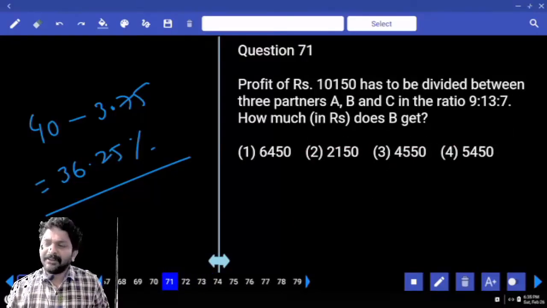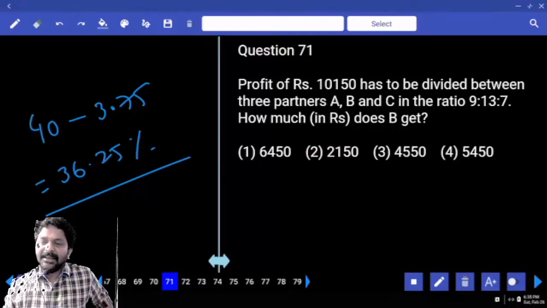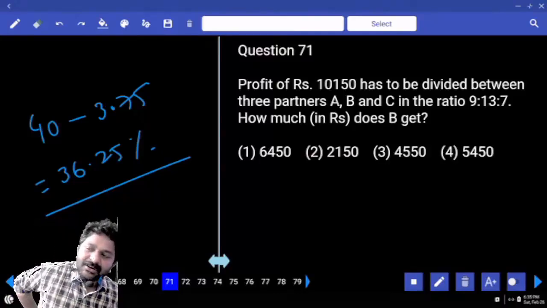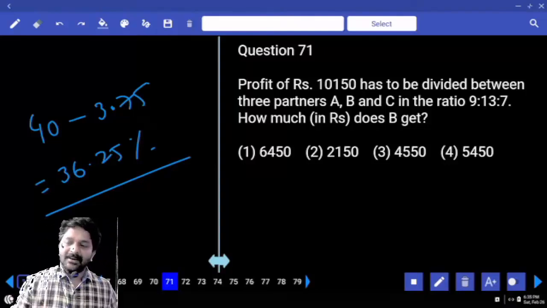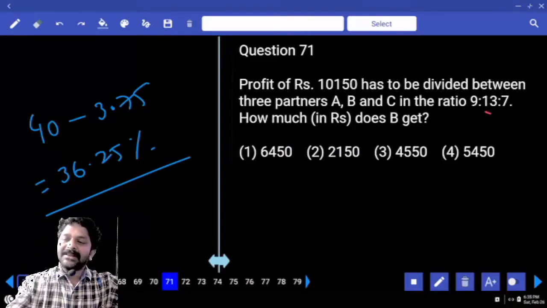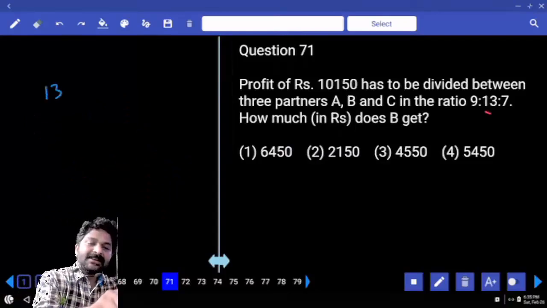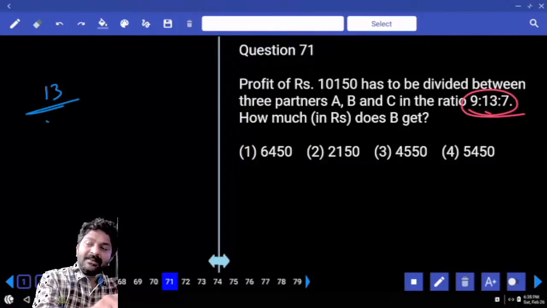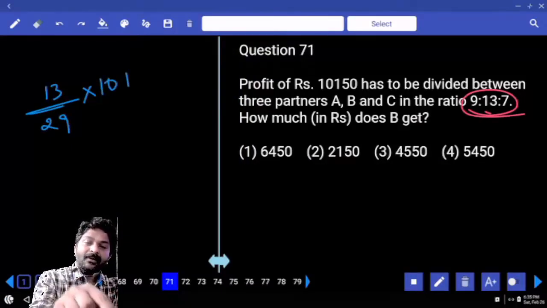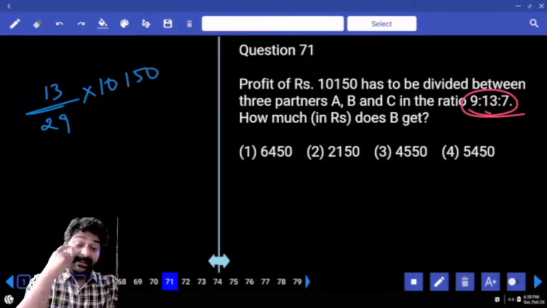Profit of 10,150 has to be divided between 3 partners A, B, C in the ratio 9, 13 and 7. How much does B get? Okay, right. B gets how many parts? 13 parts out of total 29 parts among 10,150. Correct?